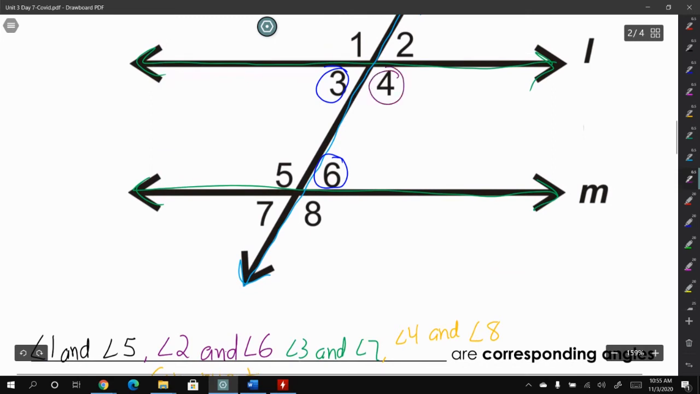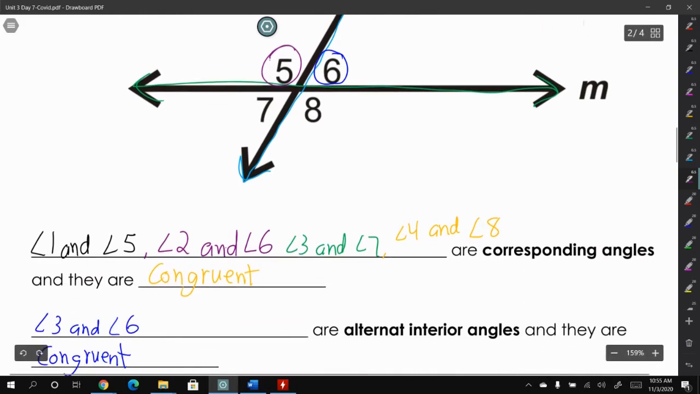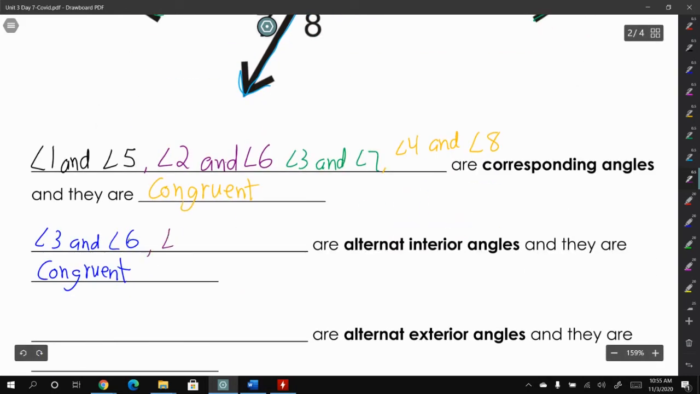And then angles 4 and 5 are alternate interior angles. They're on opposite sides of the transversal from each other. So angle 4 and angle 5. So those are the two sets of alternate interior angles, and those are congruent.